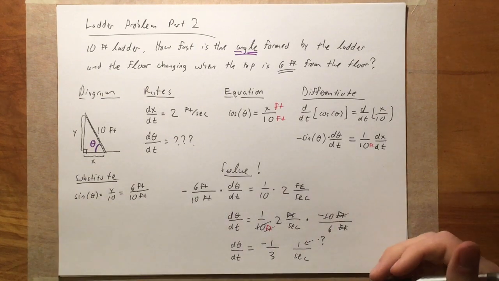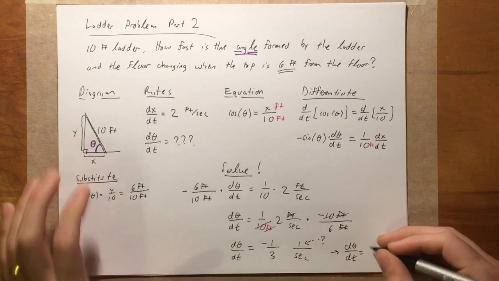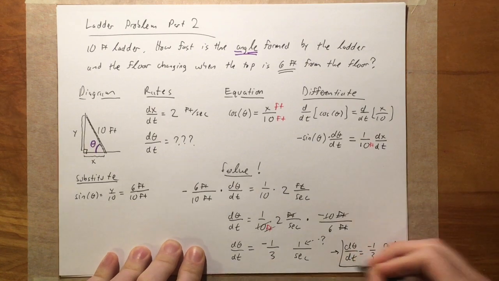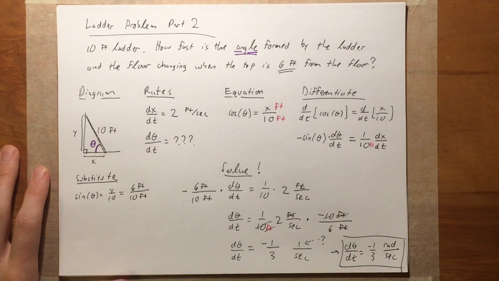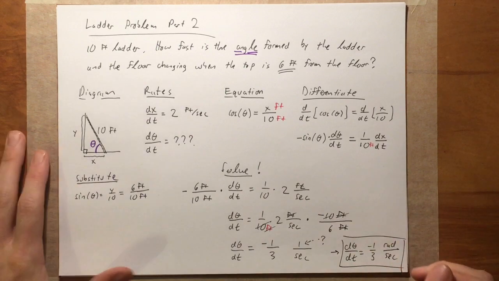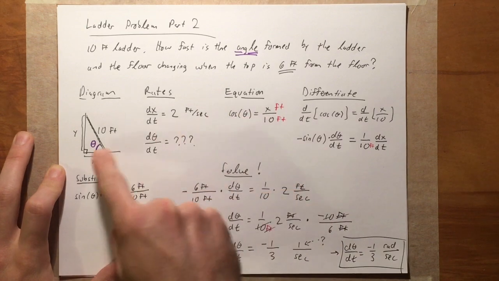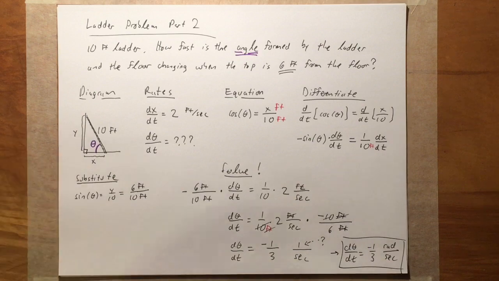So the answer is d theta over dt is actually negative 1/3 radians per second. And I know that's the answer for two reasons. First of all, as I have mentioned before, when we're doing calculus with trigonometric functions, we should always consider the inputs to our functions as being measured in radians. The reason is that the derivatives that we've learned, like the derivative of cosine is negative sine, are only valid if your input is in radians.